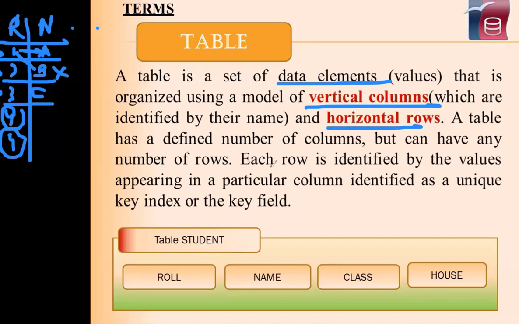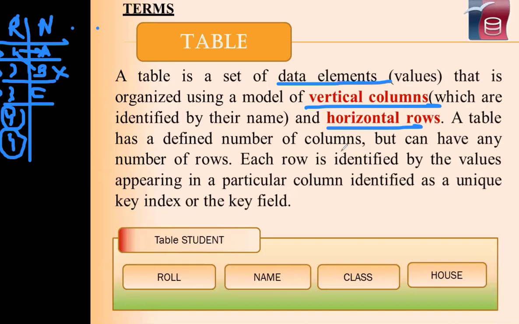A table has a defined number of columns. It has got a fixed number of columns. So when we define the structure of the table, that time itself we decide that this many columns I want in my table, because I want this much information. When I'm talking about the book, I want to store the book number. I want to store the title of the book. I want to store the author of the book, and I want to store the price.